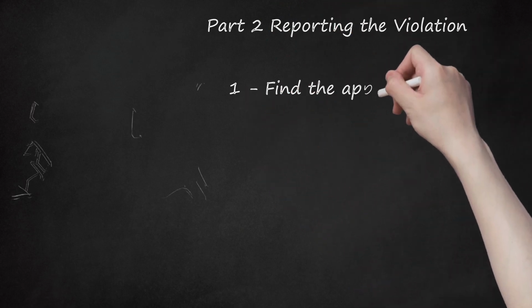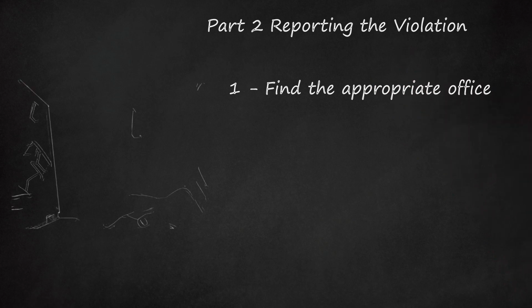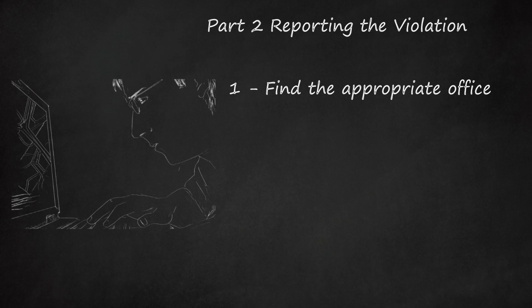Part 2: Reporting the violation. 1. Find the appropriate office. Each city or county should have an office that collects complaints and investigates them. You can look in your phone book under your city or county government. Look for a property standards or planning and development department.